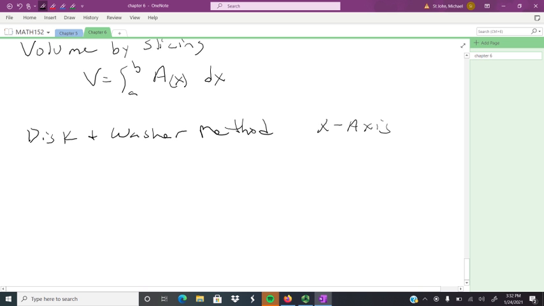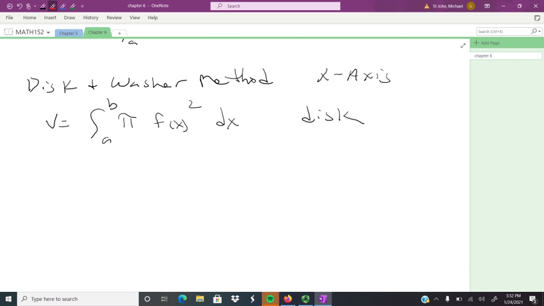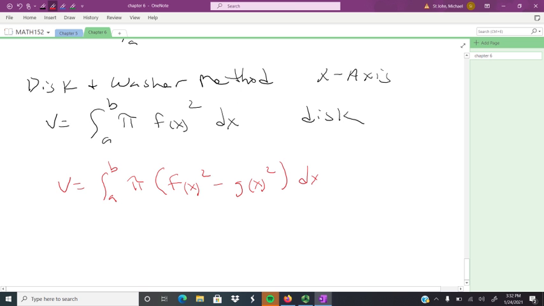So first off, V equals the integral from a to b of pi f of x squared dx. And so this is the disk method. And then V equals the integral from a to b of pi times f of x squared minus g of x squared. And this is the washer method.